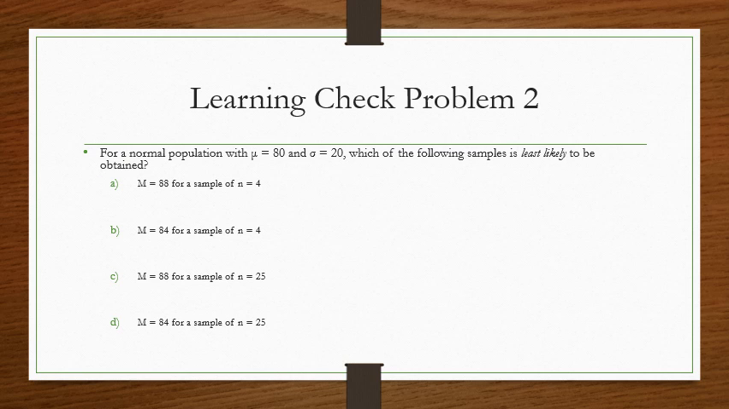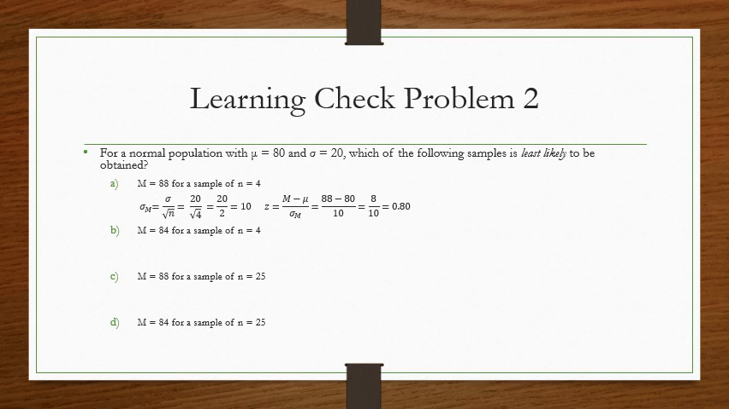Learning check problem 2. For a normal population with a mean of 80 and a standard deviation of 20, which of the following samples is least likely to be obtained? So again, you're going to do your work for each of these four problems. You're going to find a z-score, and the z-score that's least likely to be obtained is one that's in the extreme. So the larger the number of the z-score. So let's calculate that.